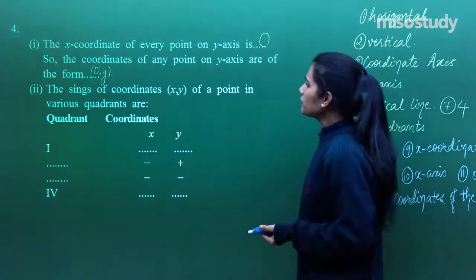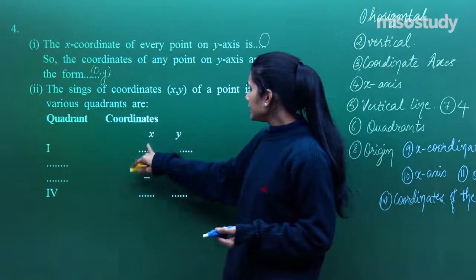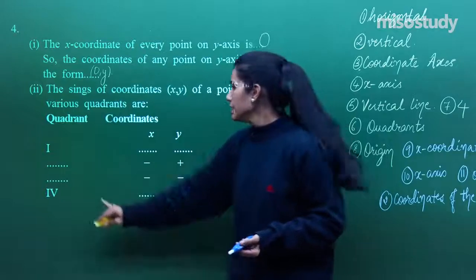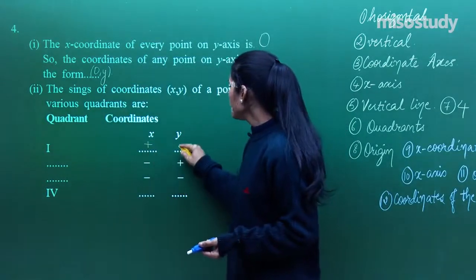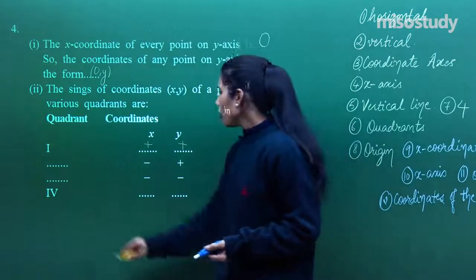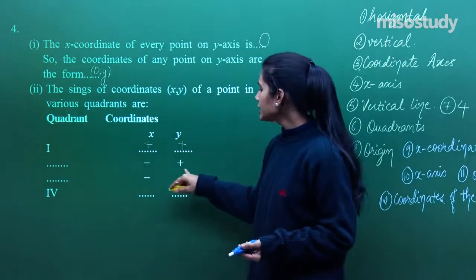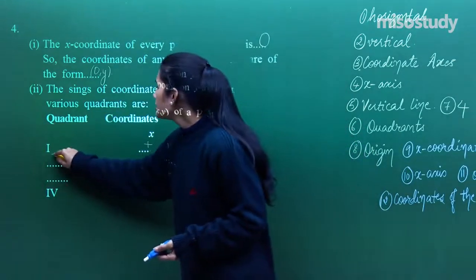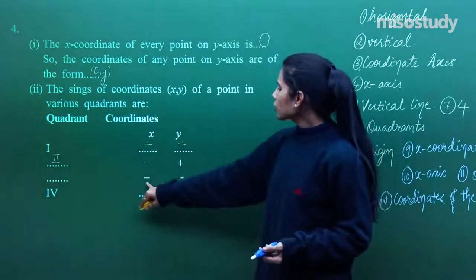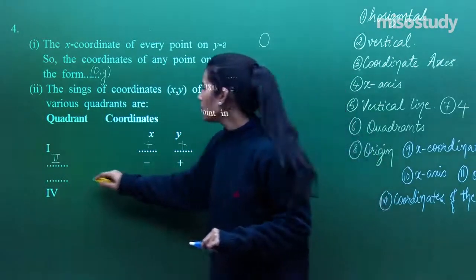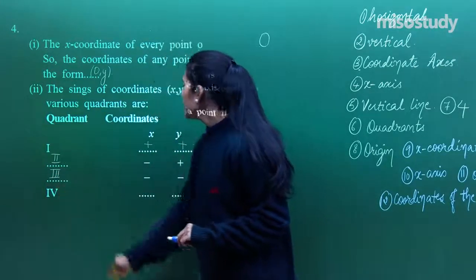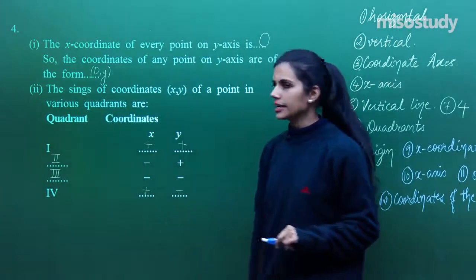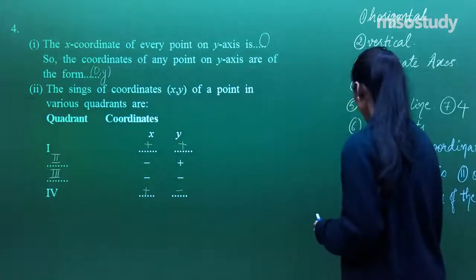What are the signs of coordinates of a point in various quadrants? This is the sign for x and this is the sign for the y coordinate of any point lying in the respective quadrants. In the first quadrant, x coordinate I know is positive, y coordinate is also positive. If a point is lying in which quadrant such that its x coordinate is negative, y coordinate positive? For x coordinate negative and y coordinate positive, the point should lie in the second quadrant. If the x coordinate is negative and y coordinate is also negative, that means the point is lying in the third quadrant. And if the point is lying in the fourth quadrant, then its x coordinate is positive, y coordinate is negative. We already know this.